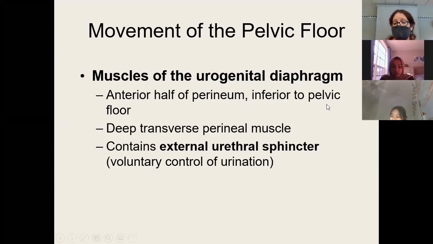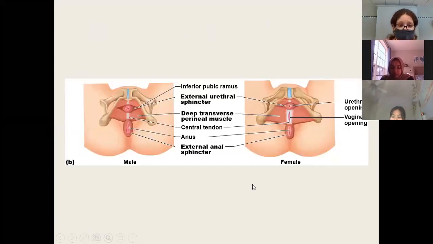So it's inferior to that pelvic floor we just looked at. It's deep transverse muscle, and it contains that external urethral sphincter. Your urethra and your anus both have two sphincters. One you have no control over, and then the final one is an external sphincter, and those are the ones you squeeze when you're trying to hold urine and feces.